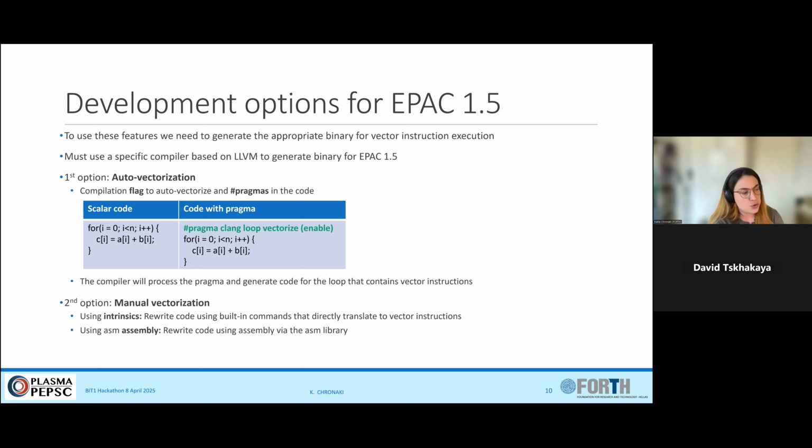The first option, which is the auto-vectorization, signifies that we provide a flag in the compilation line, and we also add pragmas in the code to give hints to the compiler about which areas it needs to vectorize. In this table, I have added a small snippet, a very small loop.